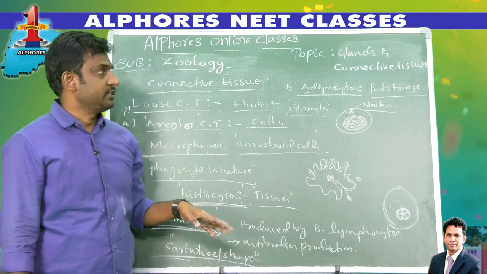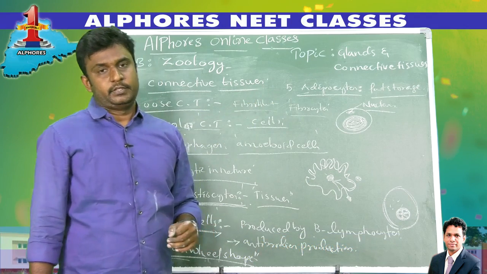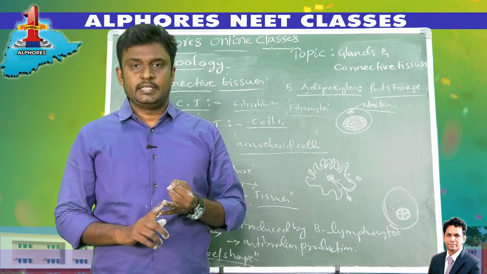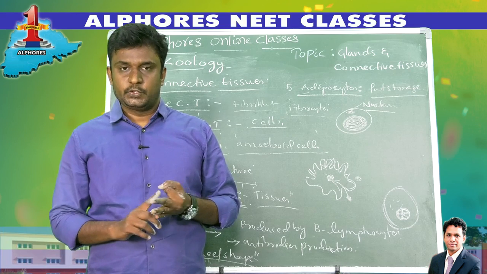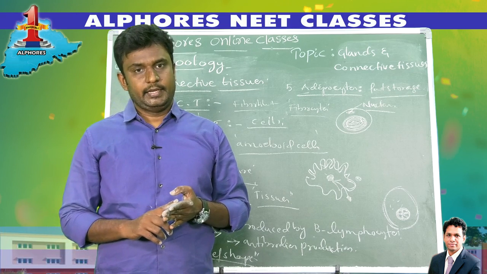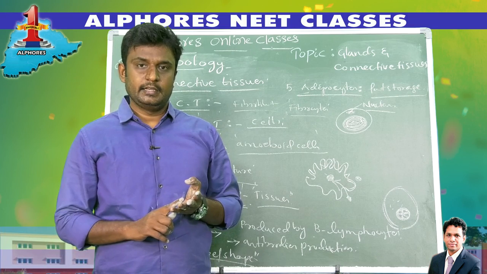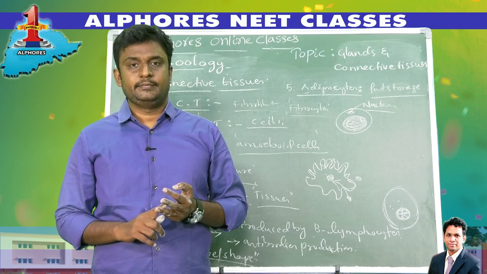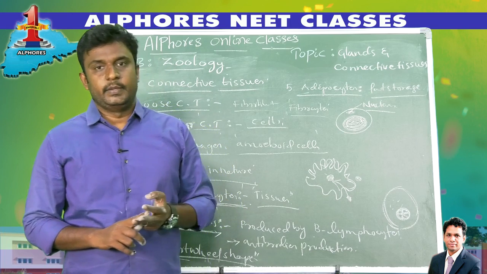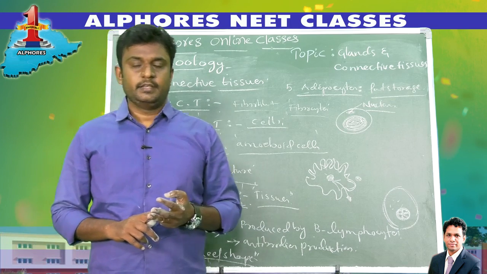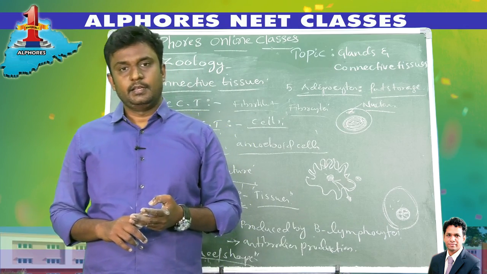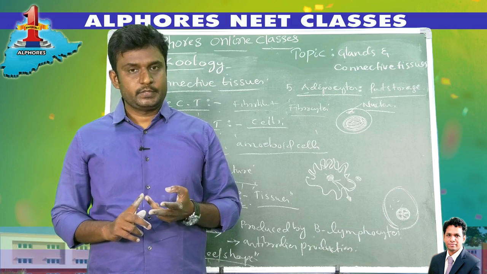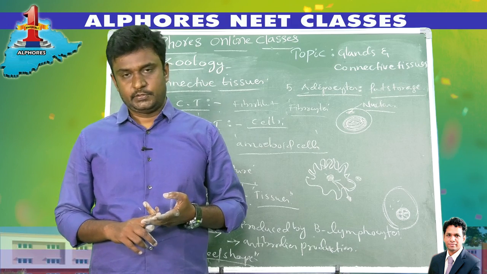In this class, we discussed the glands: different types of glands like unicellular glands and multicellular glands, then exocrine glands and endocrine glands. Exocrine glands are called ducted glands. Endocrine glands are called ductless glands. Then based on the mode of secretion, three types of glands are there, called merocrine, apocrine and holocrine, with their examples also.